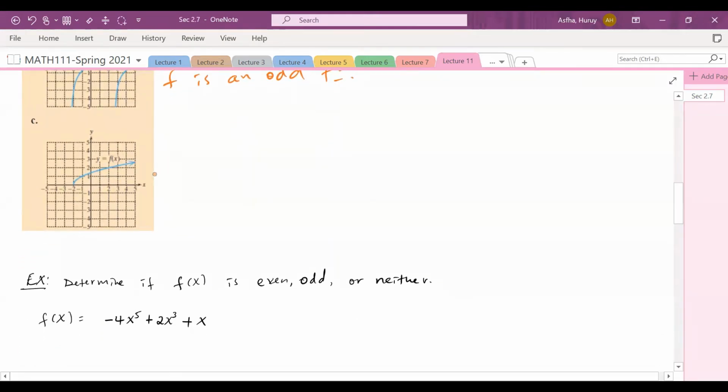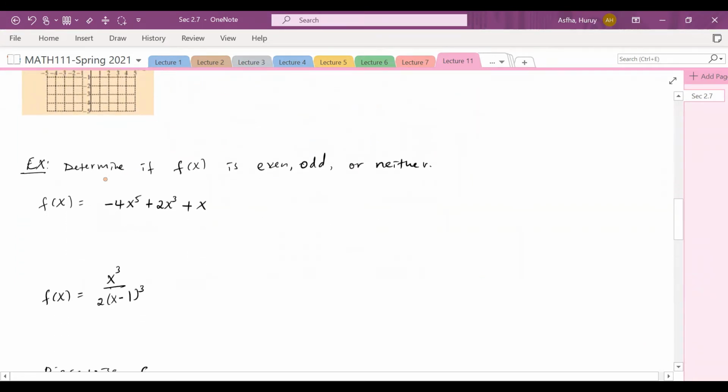The third one, well, it's not symmetric with respect to the y-axis or with respect to the origin. Therefore, this function f is neither even nor odd function. Okay, because there is no symmetry in the graph.